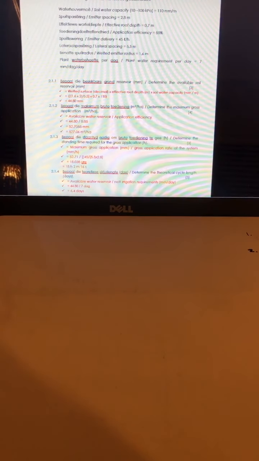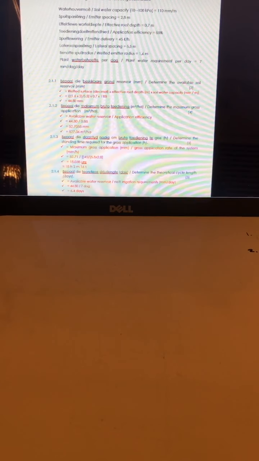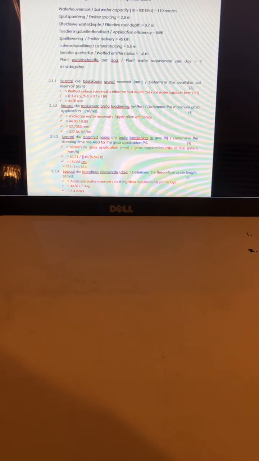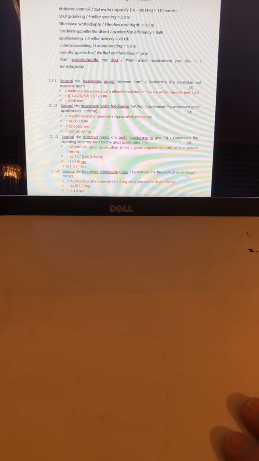Firstly, I'll share this example with you on SunLearn. At the top there is a lot of information given to you: the soil water capacity, emitter spacing, effective root depth, application efficiency, emitter delivery, lateral spacing, wetted emitter radius, and the plant water requirement per day. The first question usually in this kind of calculation is to determine the available soil reservoir.